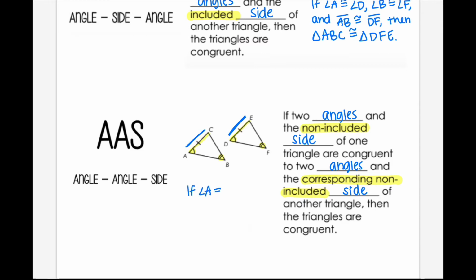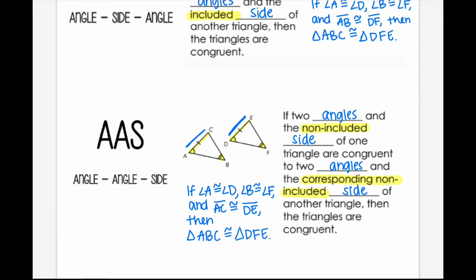Okay, the congruent statement for this theorem is: if angle A is congruent to angle D, angle B is congruent to angle F, and side AC is congruent to side DE, then triangle ABC is congruent to triangle DFE.